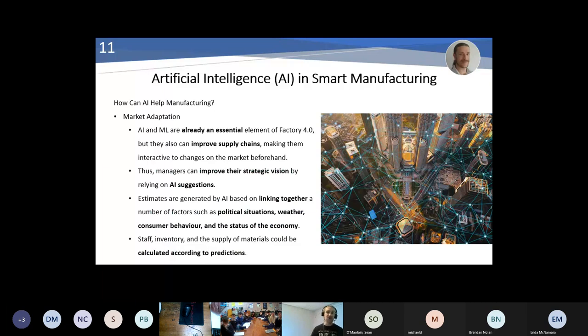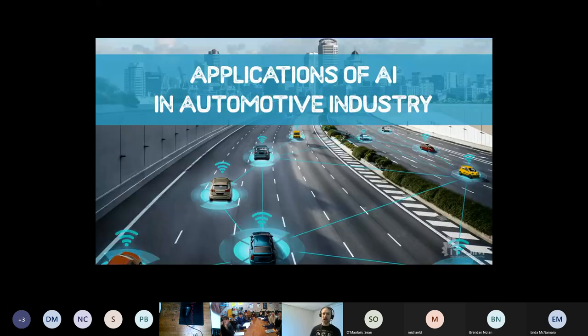Staff, inventory, supply chain, supply materials, and so on could all be calculated according to these predictions, and then you can act accordingly. Again, if you imagine a snowplow or something like that, I only want to plow certain parts of the time. Cool.